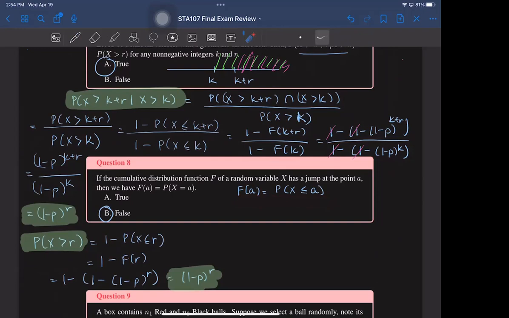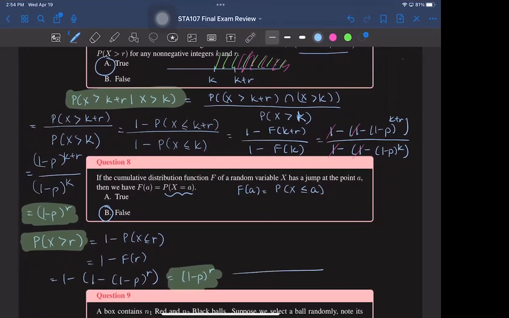Okay. And here they say that a random variable X has a jump at the point a. Then what does this represent? What would be the probability of X equal a, if X has the jump at point a? If you think about it graphically, so you have the point a here, and before that, let's say the F value is at this level. So this is the first level.